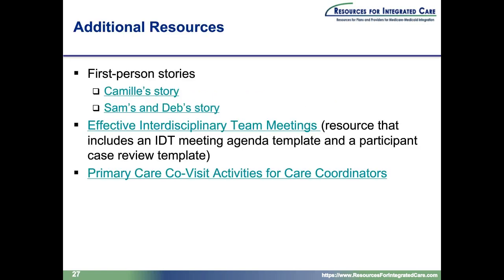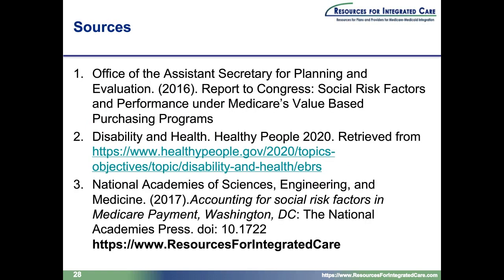This slide lists several resources for more information on improving and employing comprehensive care coordination efforts for participants with disabilities. These resources can be accessed on the Resources for Integrated Care website. These resources include personal narratives, as well as tip sheets and templates that providers and other professionals can utilize to better coordinate care for participants with disabilities. On this slide, you will see the sources cited in this presentation.